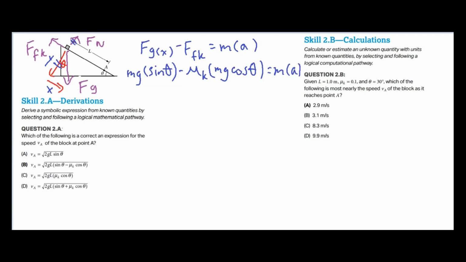And that's going to equal m times a. So far, we can go ahead and drop the m's out, which is nice. And then from there, it looks like I have acceleration equal to a bunch of stuff over here. Now based on my answers here, there's a few different directions you can go, but they have a square root for each one of their answers.